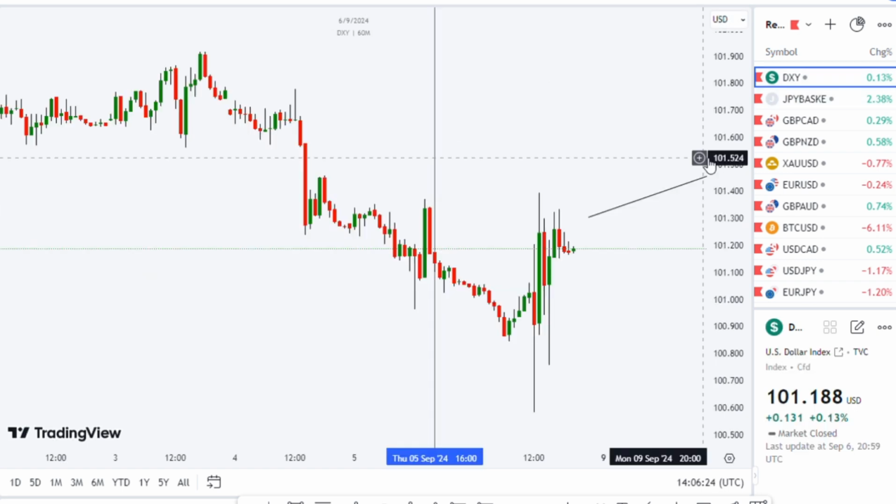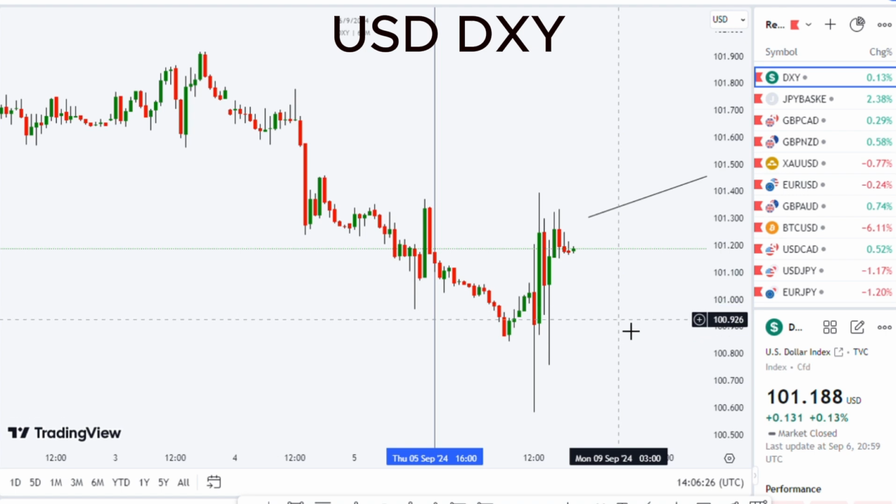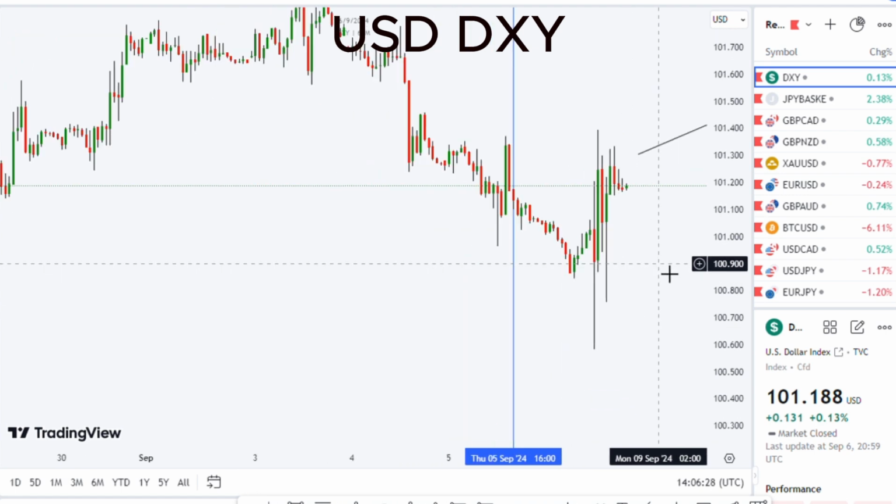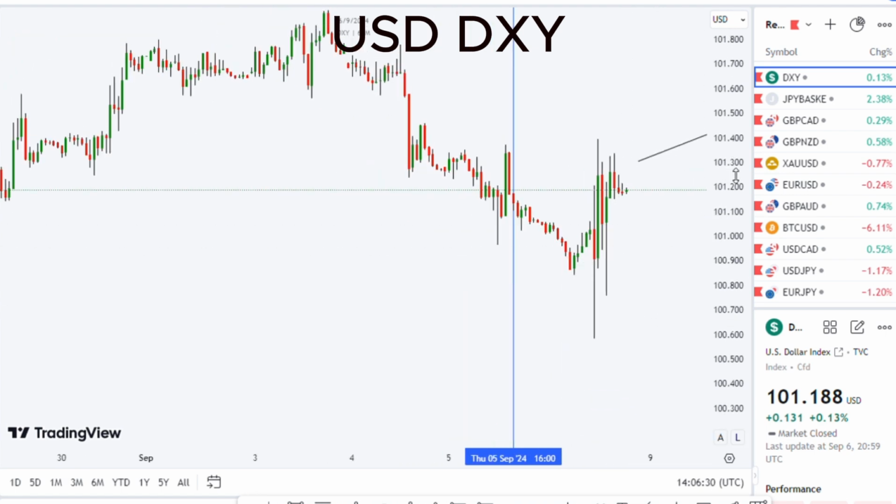Moving to DXY. Very good. DXY, 5th September 2024 at 4 p.m. What happened to DXY? DXY is bearish. Do you get it? While Euro USD was bullish, DXY is bearish.